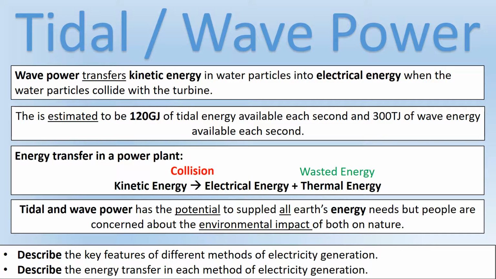But to harness tidal energy, we have to build massive dams across river estuaries, which can be very damaging to local wildlife, so people are very opposed to that. And wave power is very much a new technology. It's not very widespread at the moment, and having all of this technology out in the sea, again, can be a danger to wildlife. But just like wind power, it's essentially turning kinetic energy into electrical energy, and still wasting some thermal energy there.